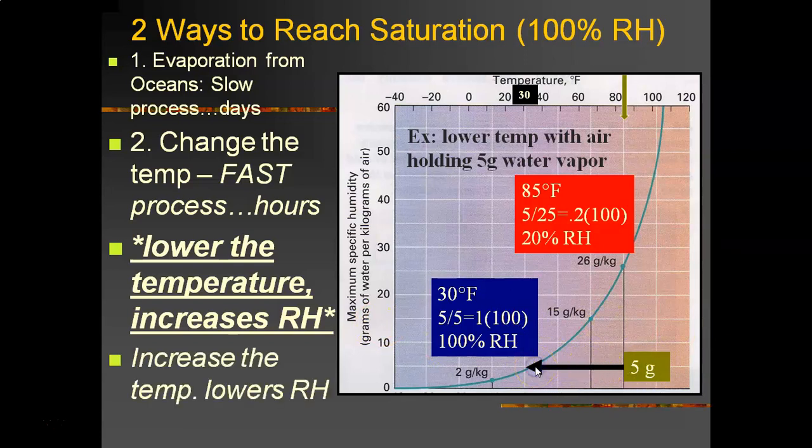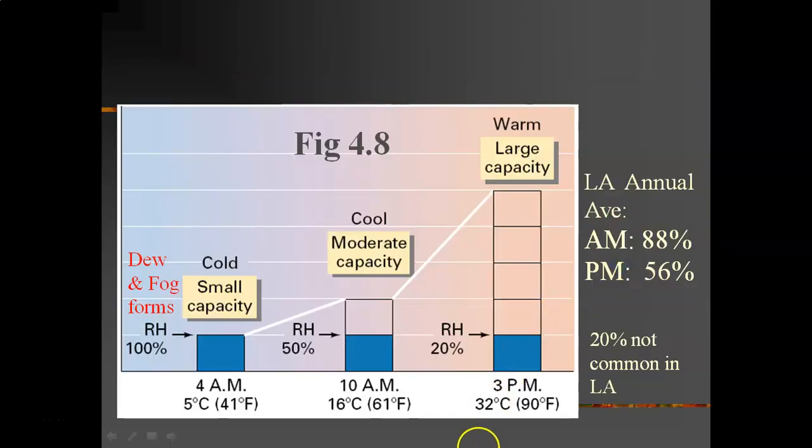All right. Okay, now the opposite is true, and we're not so concerned with this because we want to get to 100% relative humidity to get clouds and precipitation. But obviously, if you increase the temperature, you're going to lower relative humidity, right? Because warmer air has a larger capacity. Let me show you this figure from the book. And it's pretty much illustrating what I've just been trying to tell you.